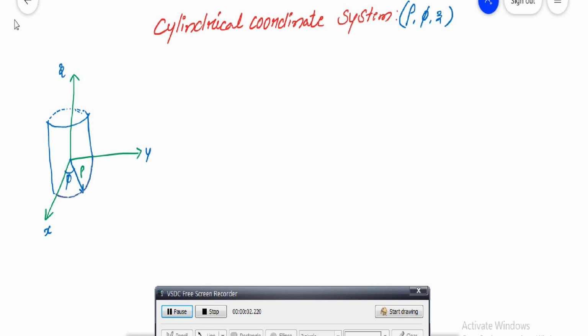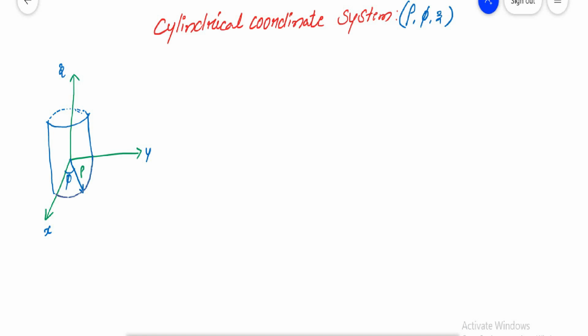Hello students, today we are going to discuss the cylindrical coordinate system. In the last class we saw the Cartesian or rectangular coordinate system, where x, y, z are the coordinates. Here we are going to see the cylindrical coordinate system. In the cylindrical coordinate system, the coordinates are rho, phi, z. Here is an example of a cylindrical coordinate system.